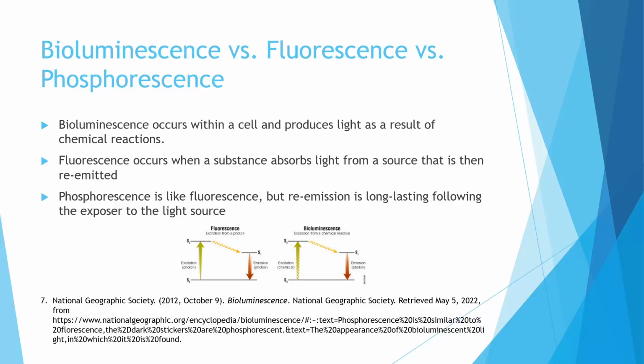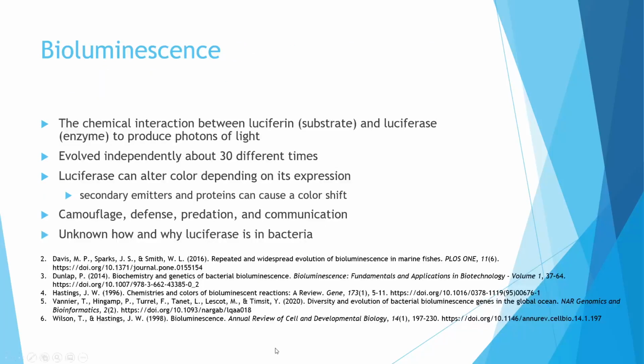In the case of fluorescence and phosphorescence, the excitation is due to a photon, and in bioluminescence, the excitation is due to a chemical reaction happening within the cell. Bioluminescence occurs as a chemical interaction between luciferin and luciferase to produce photons of light. Bioluminescence has evolved independently about 30 different times, across a variety of species across the domains and kingdoms of life, including bacteria, fungi, plants, and animals.